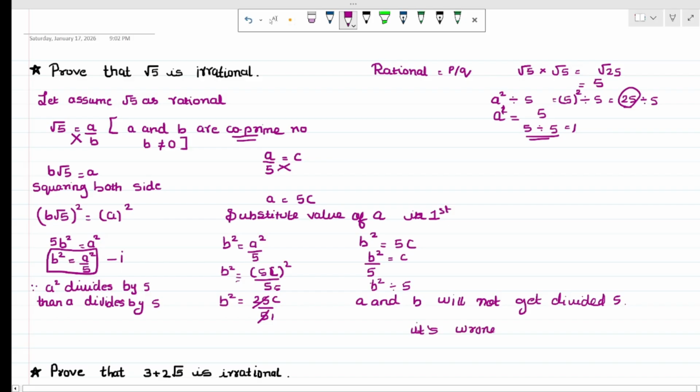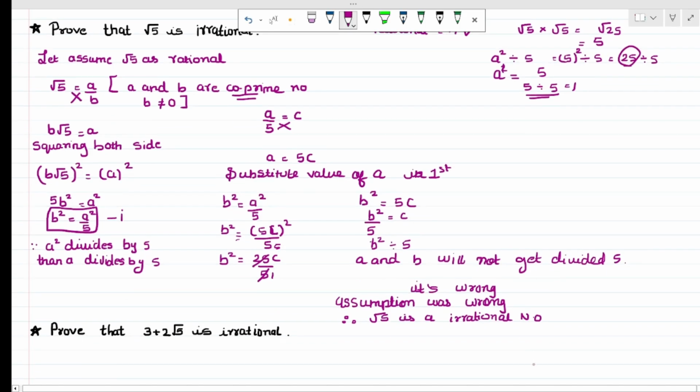So our assumption was incorrect, and therefore if it is not a rational number, it will of course be an irrational number. So our assumption was wrong, and therefore root 5 is an irrational number. Okay, I hope you understood this.